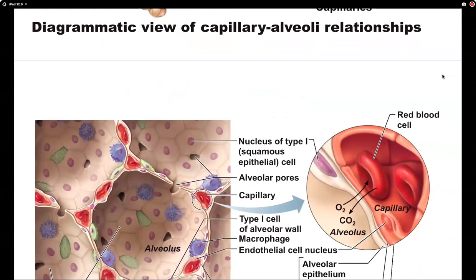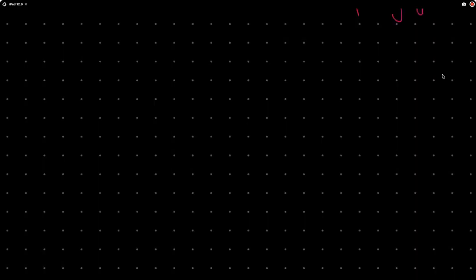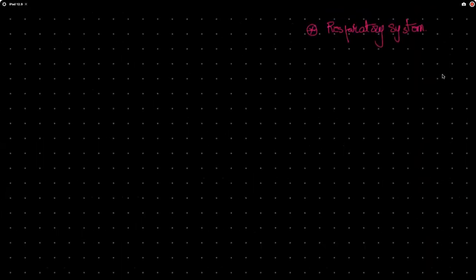Inhale, exhale. All right, so this is the ventilation, not gas exchange. All right, so we call this the ventilation. All right, so in order to allow the ventilation, we need to understand very basic concepts first.